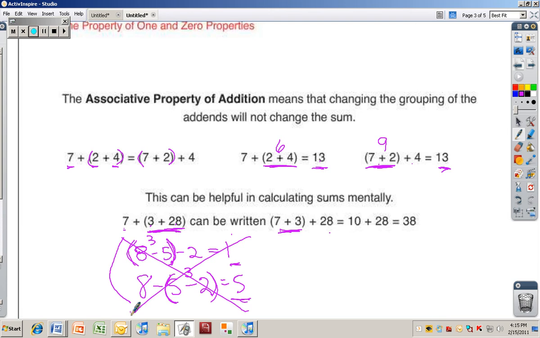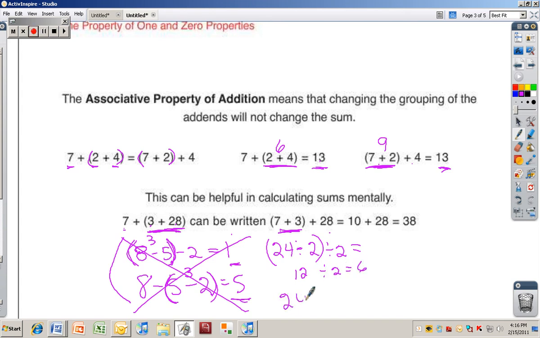Does it work with division? Let's take 24 divided by 8 divided by 2. I picked some numbers that can be divided pretty well here. But actually, let me change that 8 so we can actually really do this. Okay, so let's make this a 2. What if we group these two numbers together? 24 divided by 2 is 12. 12 divided by 2 is equal to 6.